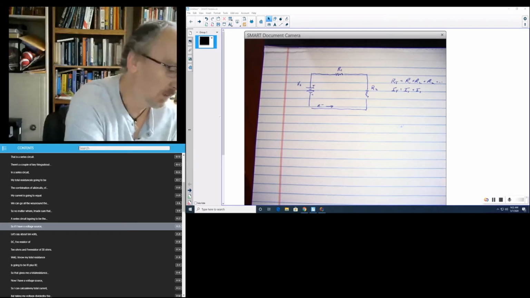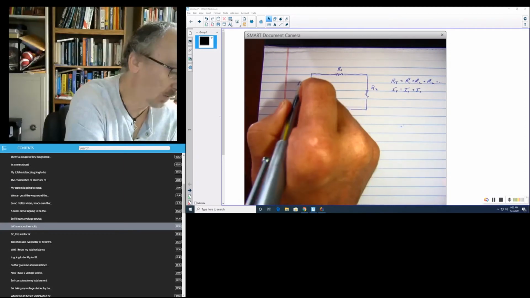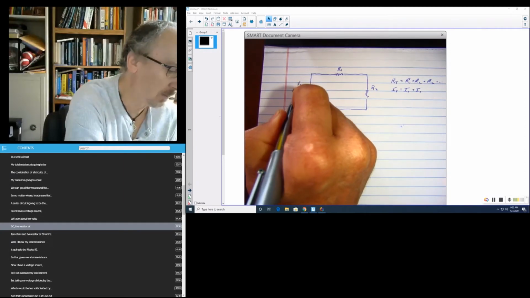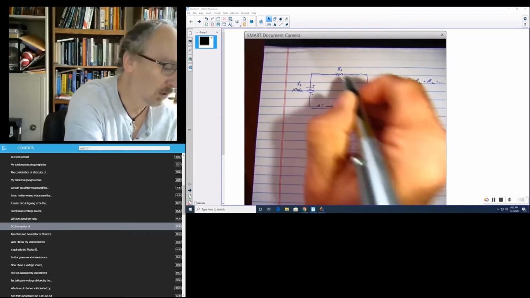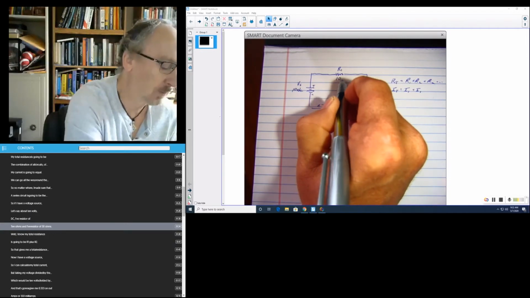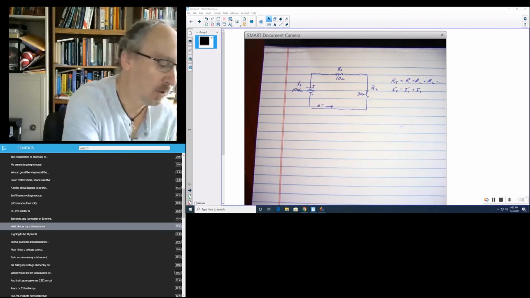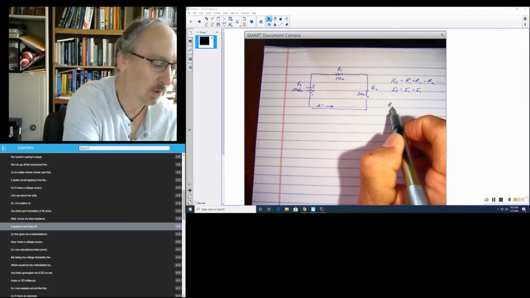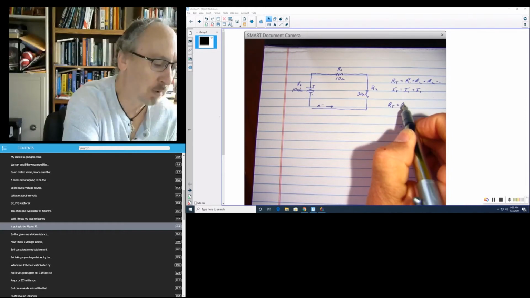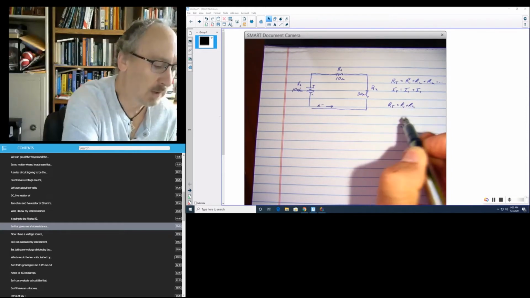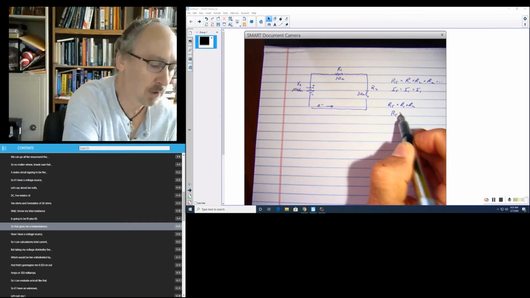So if I have a voltage source, let's say of 10 volts DC, I have a resistor of 10 ohms, and I have a resistor of 30 ohms. Well, I know my total resistance is going to be R1 plus R2. So that gives me a total resistance of 40 ohms.